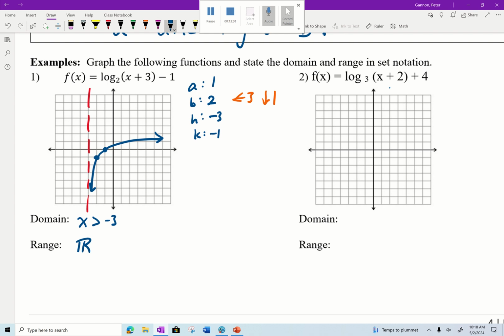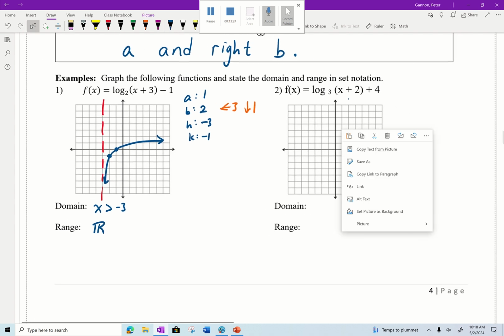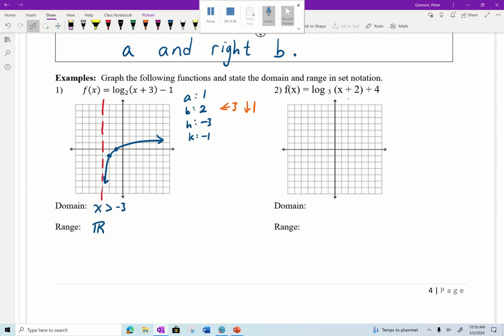So just a quick recap. We did the vertical asymptote first, which was left 3. We took the point 1, 0, and we moved it left 3, down 1. Those are the transformations. We went back to the asymptote. We went up A, which is 1, and right B, which was 2. And that's it. So, guys, I would recommend, pause the video, try to graph 2 on your own. All right.